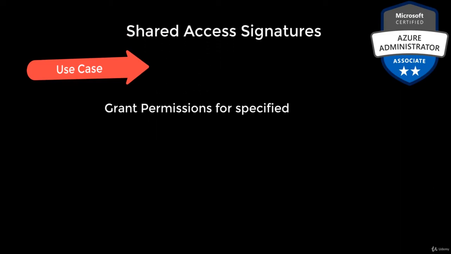Let's talk about a use case. In this use case, you need to grant access to, let's say, your developer or an external company for just 3 hours, from 9 a.m. to 12 p.m. That means the access start time is 9 a.m. and the expiry time is 12 p.m. After 12 p.m., the developer must not be able to access your, let's say, blob storage or table.